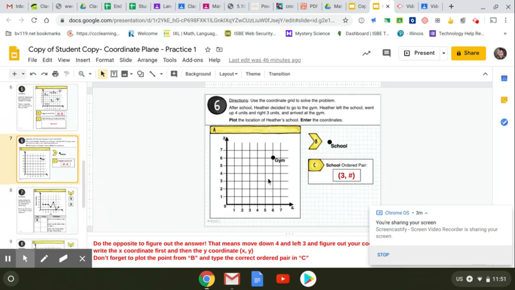Then this one, you're using the grid. Again, this is the opposite, just like the other one. It says Heather wanted to go to the gym. She left school, went up 4 and right 3 and arrived at the gym, and they plotted that point. So how would I figure out what's the school? I would do the opposite. Instead of going up, I would go down 4 and then left 3. And you're going to tell me, what are those points?